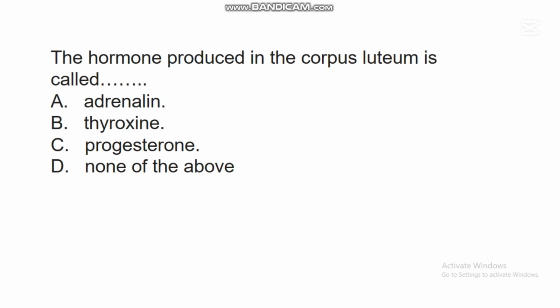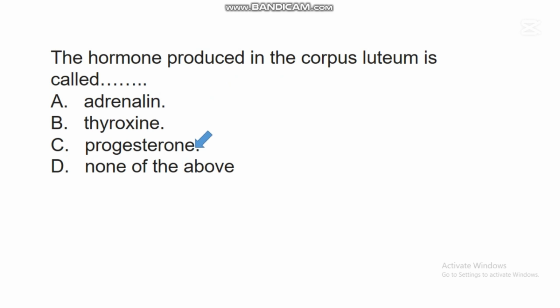The next question says, the hormone produced in the corpus luteum is called dash. A. Adrenaline. B. Thyroxine. C. Progesterone. D. None of the above. In this question, the correct answer is C.